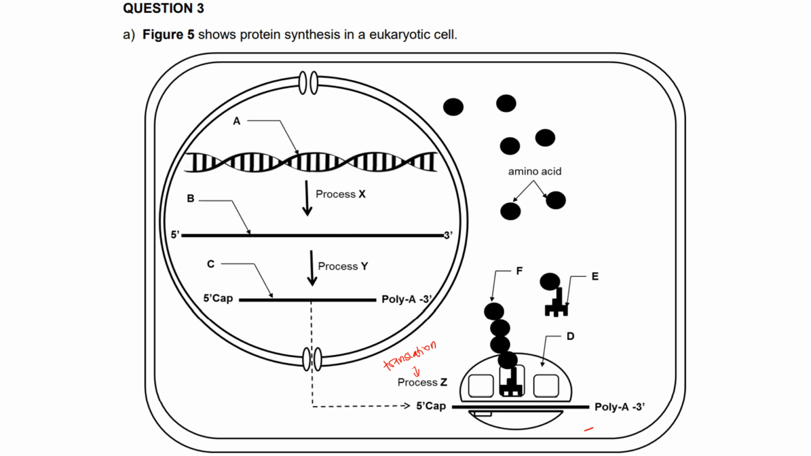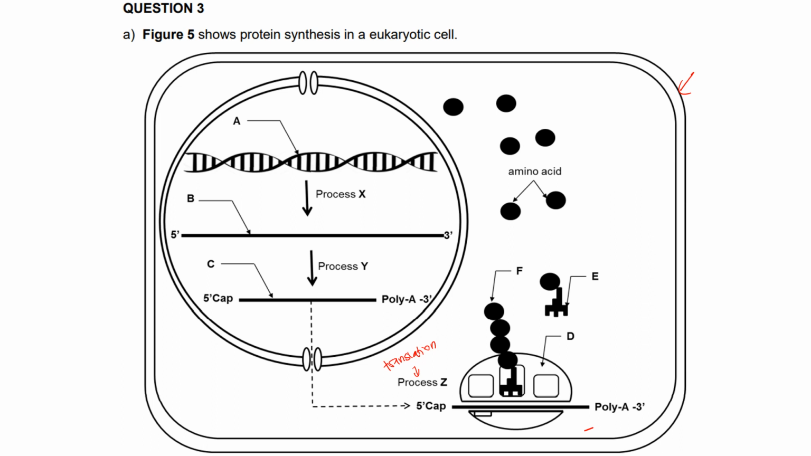Now let's discuss the exercise on chapter 1, which is genetic inheritance and genetic control, part B, structured question. So we are going to start discussing question number 3. The first question has a diagram that shows protein synthesis in eukaryotic cells. So basically this is a eukaryotic cell.